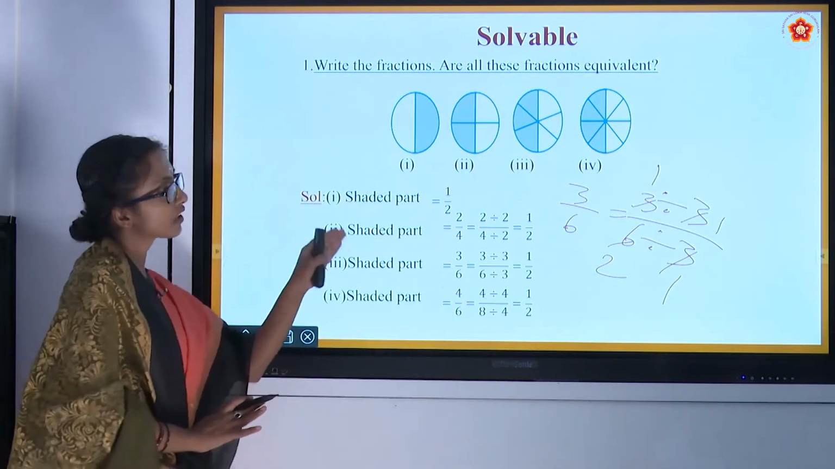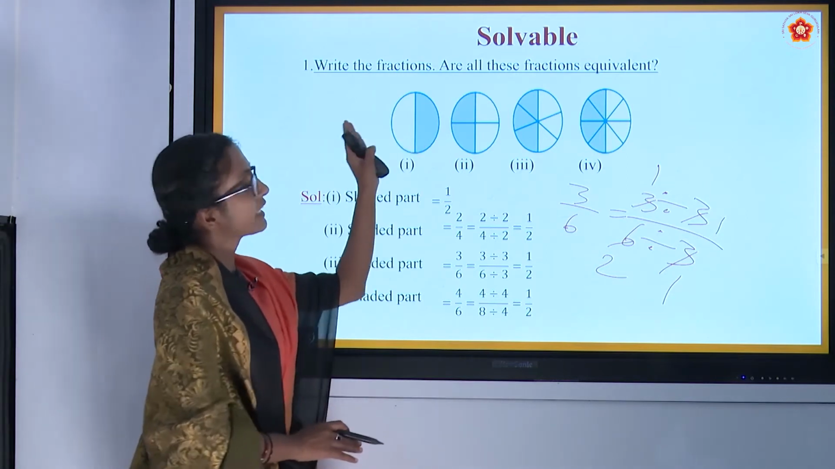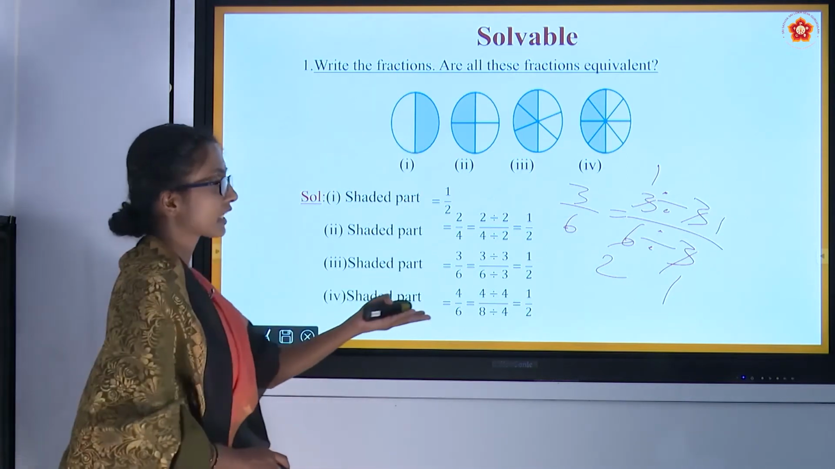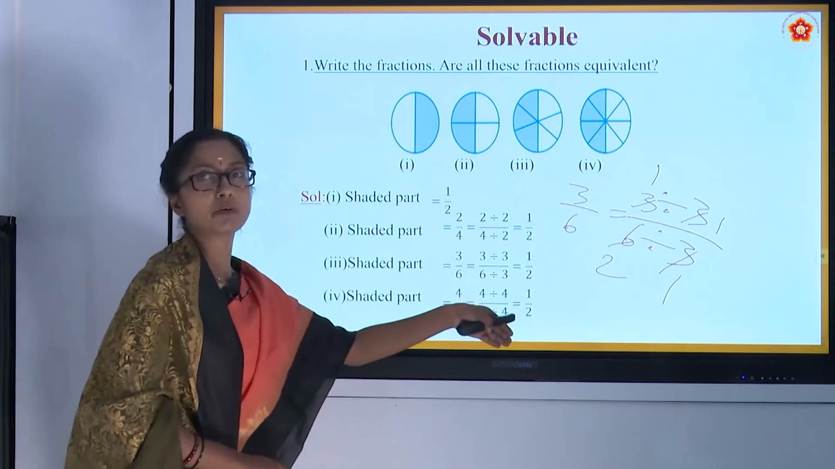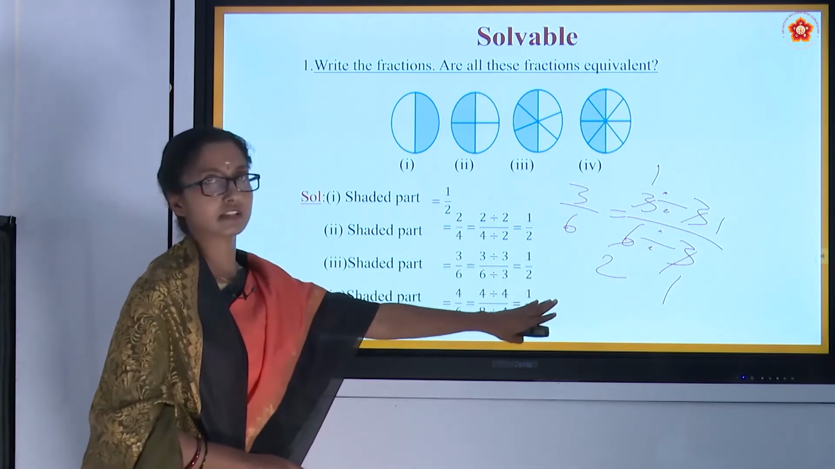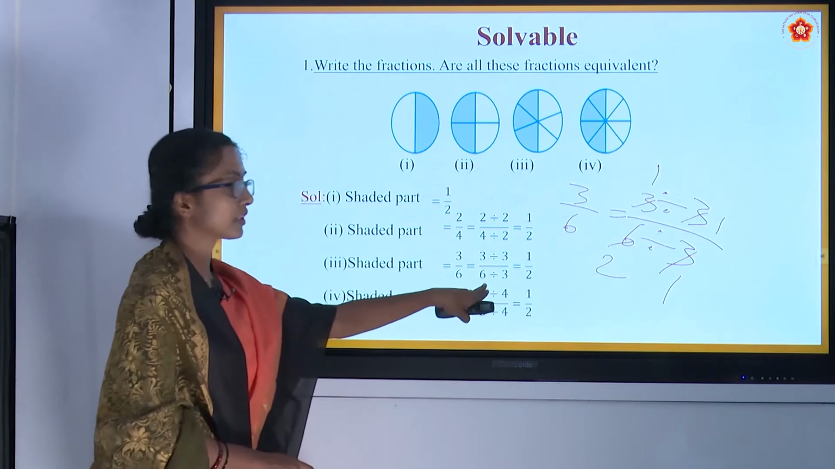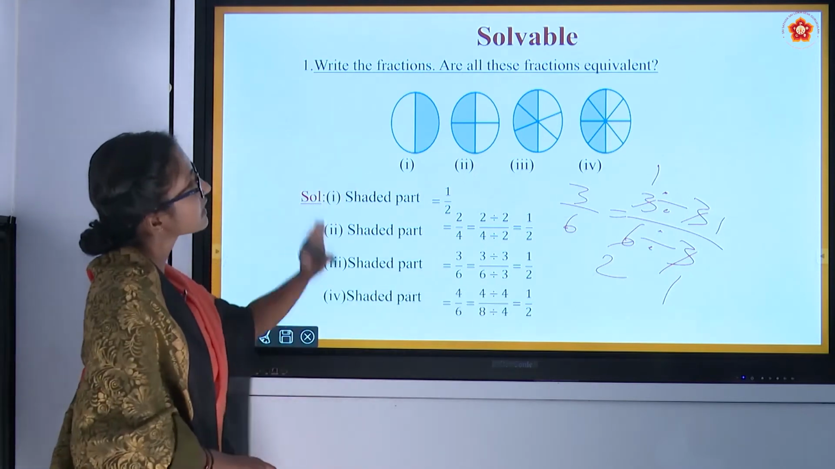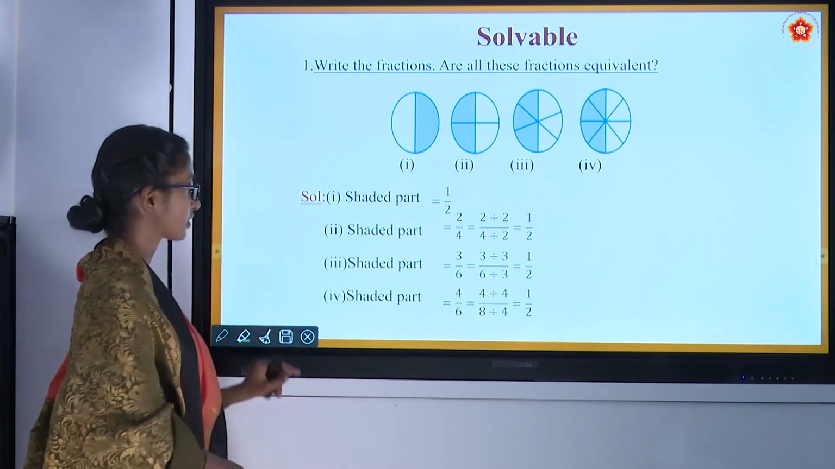Equivalent fraction means they should be divided equally. How will we check? Do they come in the same table? We should check that. If they come in the same table, then they can be considered as equivalent fractions.